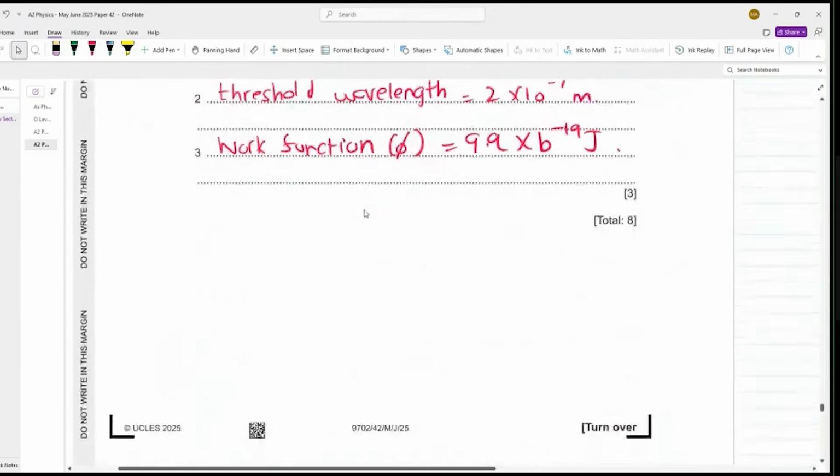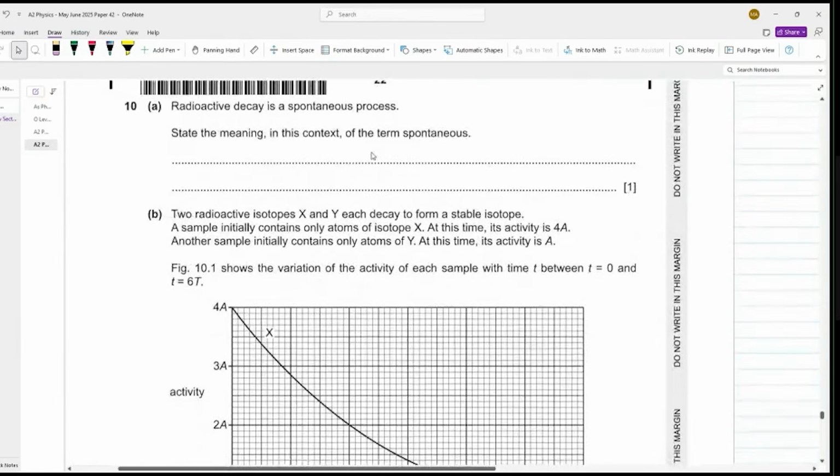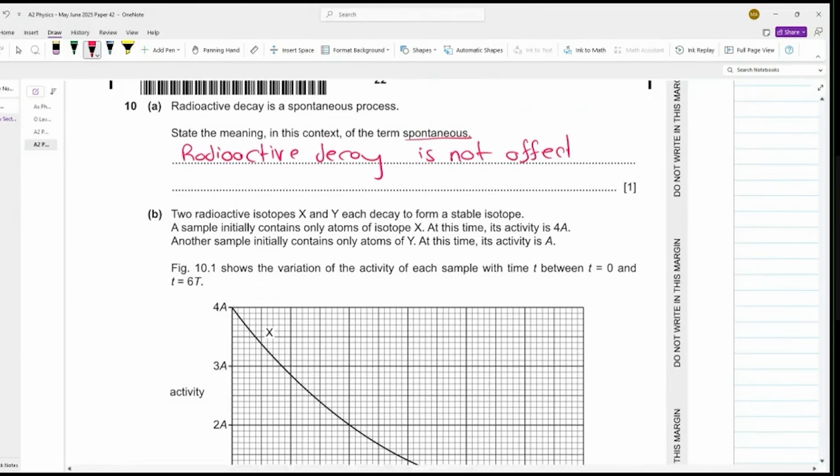Chalo, let's move ahead. This was a comparatively easier paper. Radioactive decay is a spontaneous process. State the meaning in this context of the term spontaneous. What does spontaneous mean? Decay or the radiations are not affected by the external environment, you will say. Radioactive decay is not affected by external environmental factors.